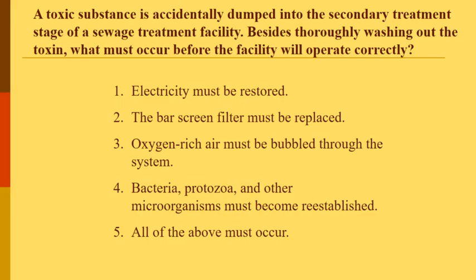All right, but first, a toxic substance is accidentally dumped into the secondary treatment stage of a sewage treatment facility. Besides thoroughly washing out the toxin, what must occur before the facility will operate correctly? Electricity must be restored, a bar screen filter must be replaced, oxygen-rich air must be bubbled through the system, bacteria, protozoa, and other microorganisms must become established, or all of the above.